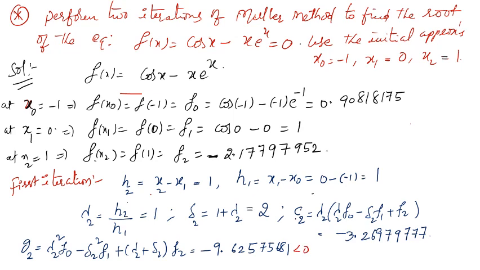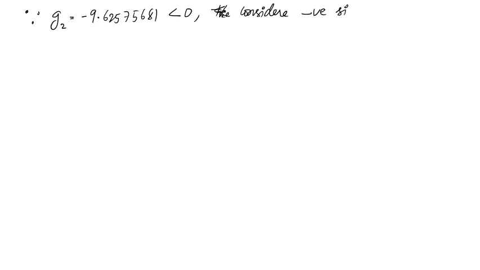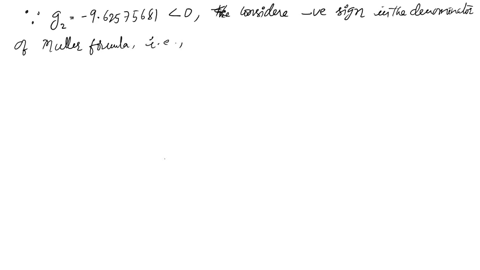Now what is the value of g2? g2 is less than 0. So since g2 is equal to minus 9.62575681 is negative, we consider negative sign in the denominator of Muller's formula. What is Muller's formula in that?